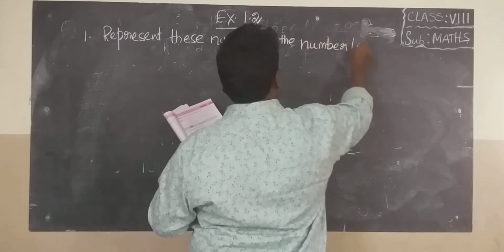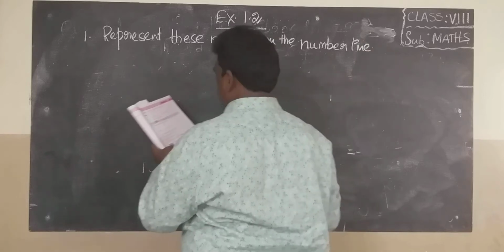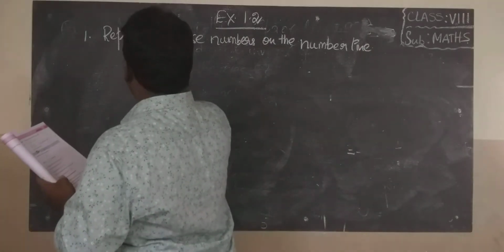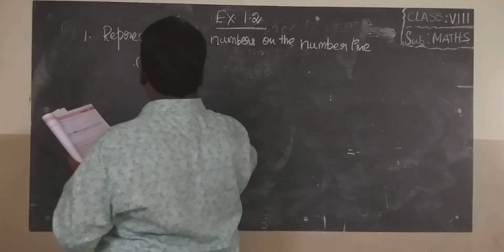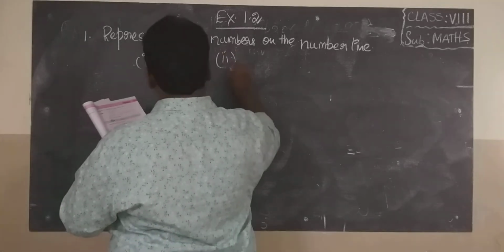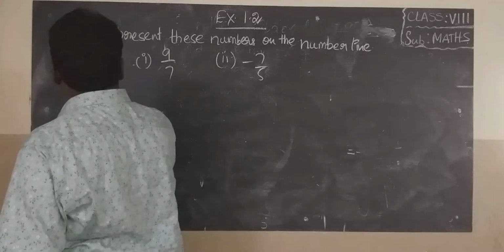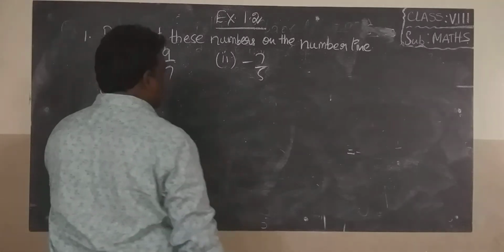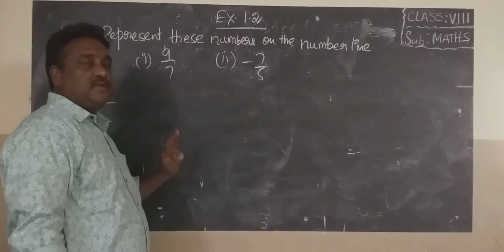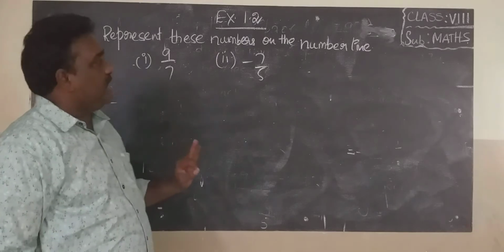Represent these numbers on the number line. Number 1, 9 by 7. Number 2, minus 7 by 5. You know about the number line from previous classes. The number line is very easy. You know about the properties of the number line.